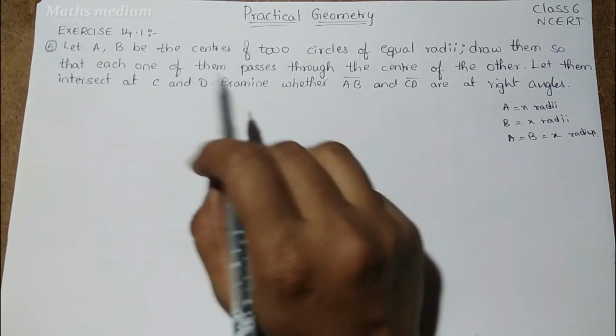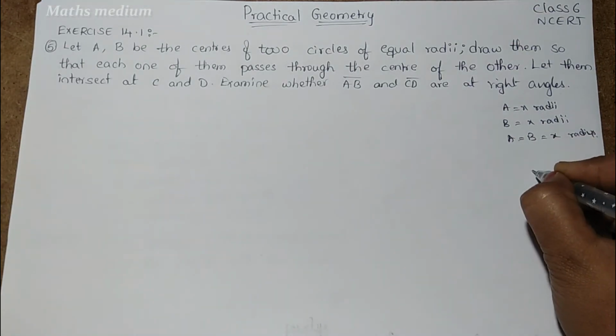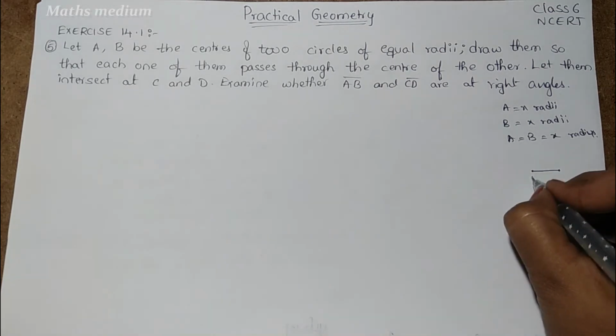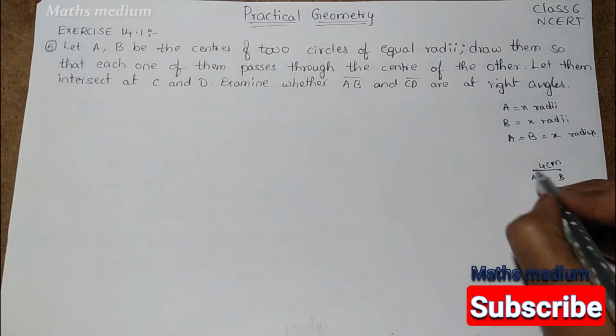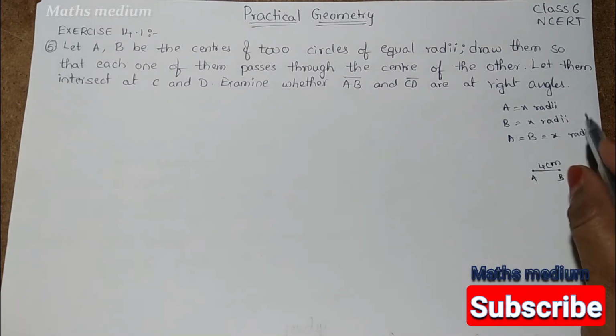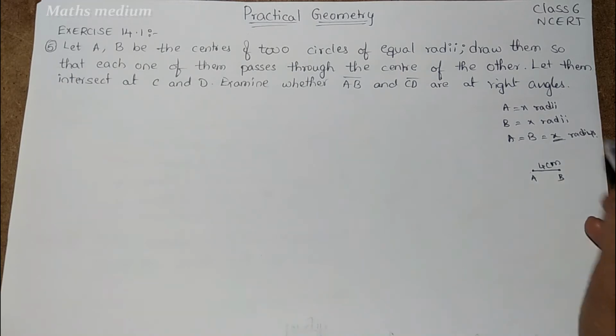So we have to draw that. Here, if you take a rough sketch, I am taking A and B with some measurement, like A, B with 4 centimeters. Why am I drawing it this way? Because A's radius is the same as B's radius, so AB is the same. So this x is equal to 4 centimeters.